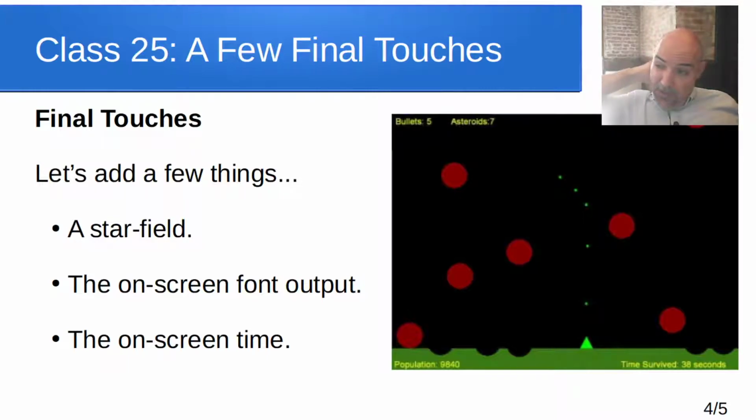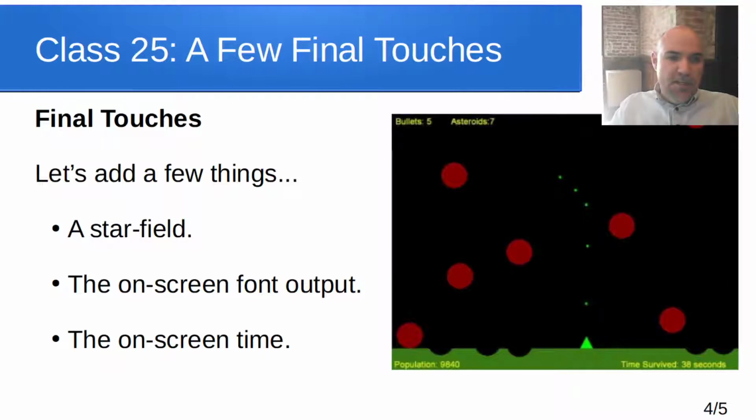Okay, so what we're going to do is we're going to go back and create the font, and we're going to at least add the number of bullets, and we'll add that time survived down in the corner. But it'll be up to you to add the last few things to the game logic. All right, so let's go back to the code and look at how to do that.